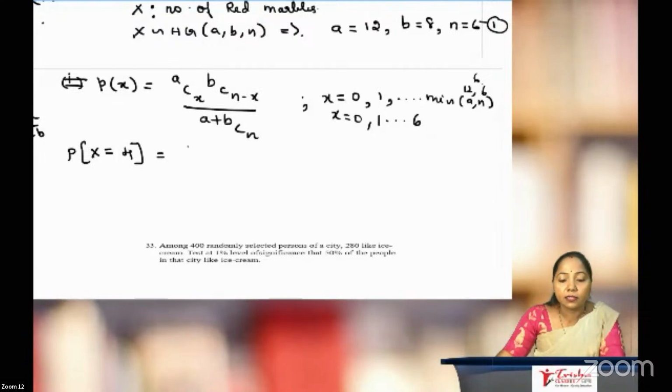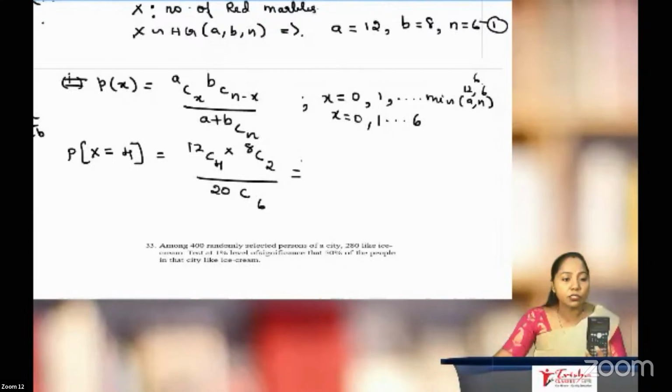Coming back to the sum, they are asking us to find 4 red marbles. So let us substitute in the mass function. Whenever we find probabilities, it is the mass functions that we use for binomial, Poisson, and hypergeometric to find the chance of occurrences. Our A is 12, our X is 4, so 12C4 into B. B is 8, C N minus X. N is 6, so 6 minus 4 is 2, 8C2. A plus B, 12 plus 8, is 20 marbles, C 6.